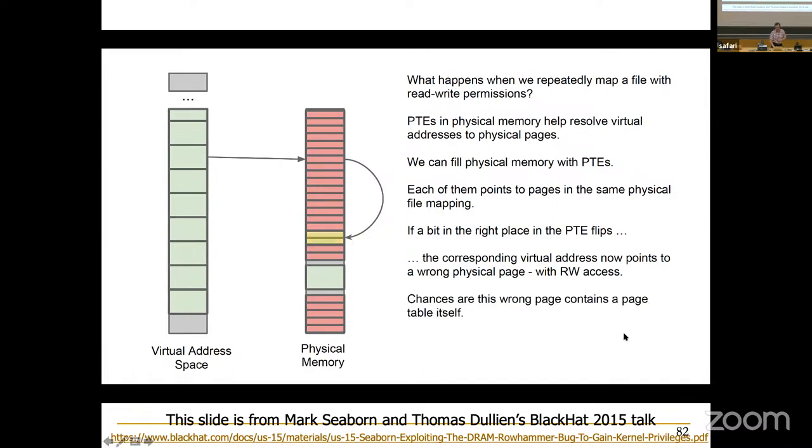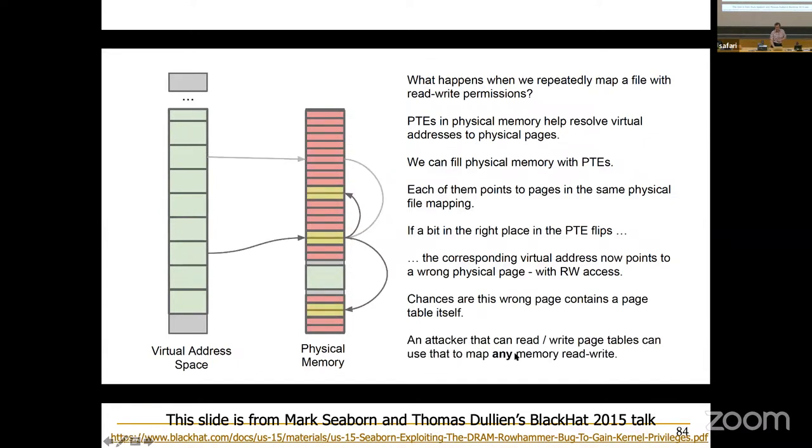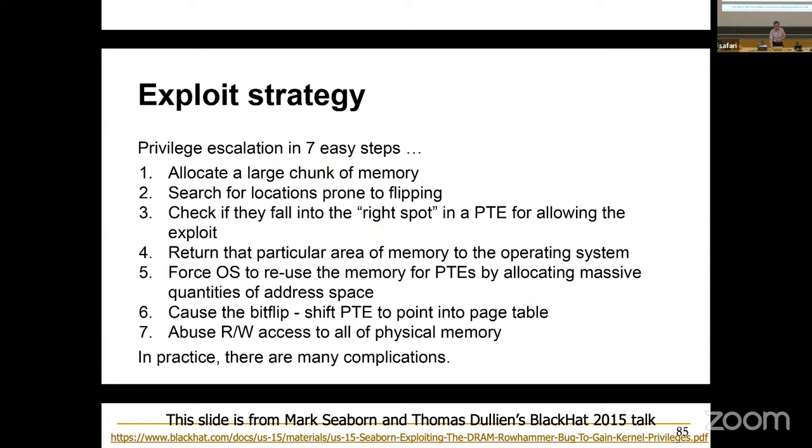Basically, chances are this wrong page contains a page table itself, which is true because you sprayed most of the memory with page tables. An attacker that can read-write page tables can use that to map any memory read-write. Essentially, you have control of many page table entries over here, and then you can do whatever you want to the system. You can change the operating system if you want, right? Basically, you become root at this point. Makes sense, right?